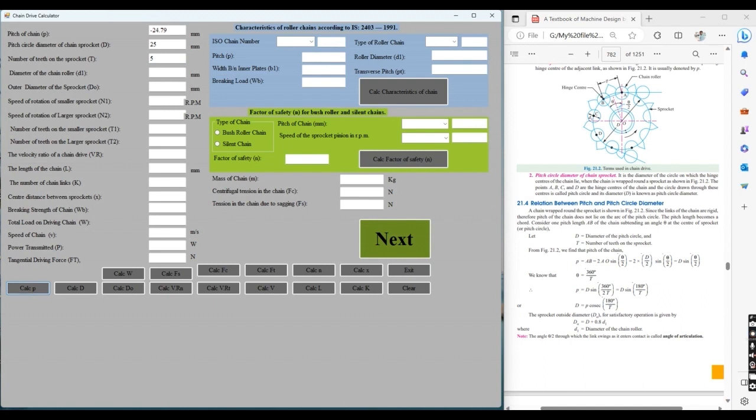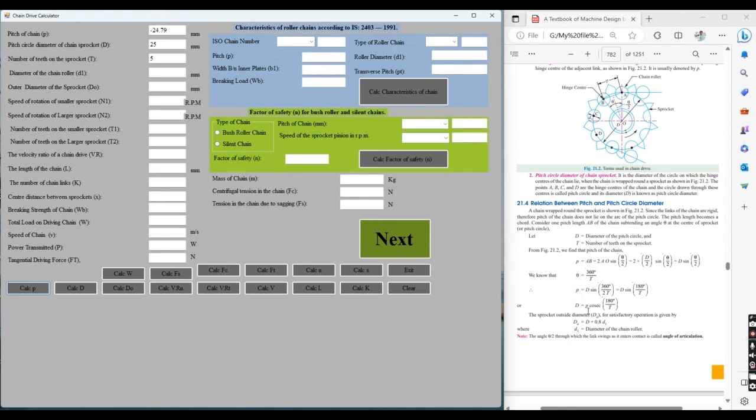So the pitch of the chain is around 24.79. Since the values entered are very similar, the pitch of the chain also becomes similar.